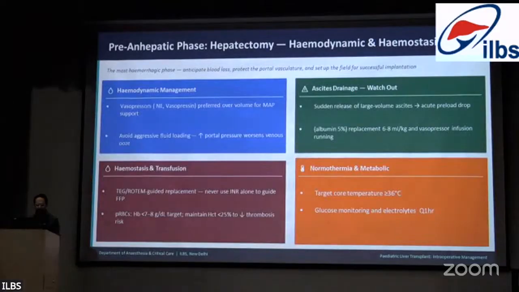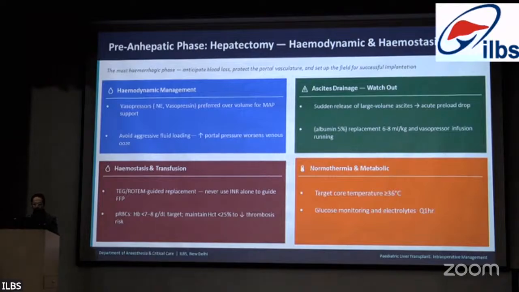Coming to the first phase, the pre-anhepatic phase, in the initial stages, there's ascitic drainage. We have to watch out. The sudden release of large volume of ascites can lead to acute drop in the preload. The ascitic fluid that has been lost should be replaced by albumin around 6 to 8 ml per kg, and vasopressors should be given according to the hemodynamic status. Norepinephrine and vasopressors are preferred for vasoactive management, and they are preferred over volume loading. Here, aggressive fluid loading increases the portal pressure and can further worsen the venous congestion. So hemodynamic management should be based on vasopressors.